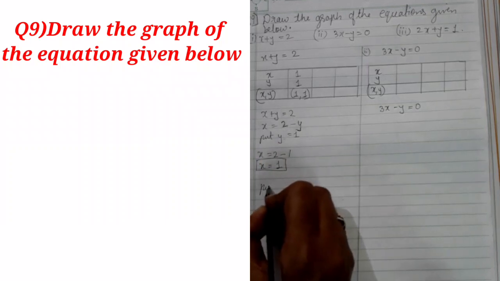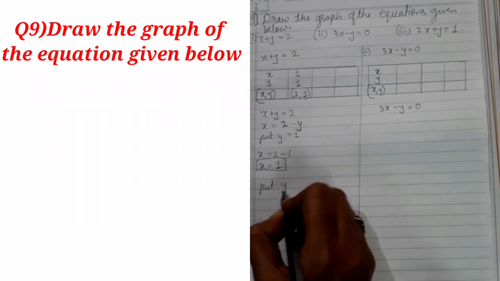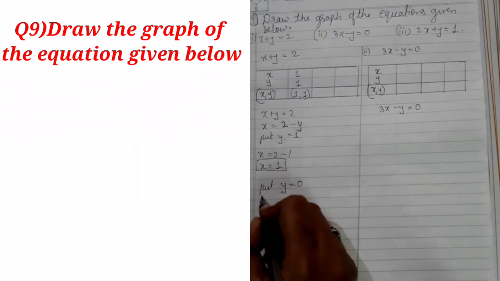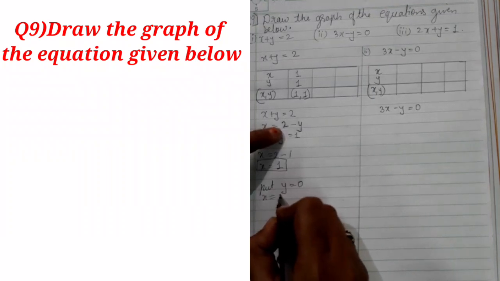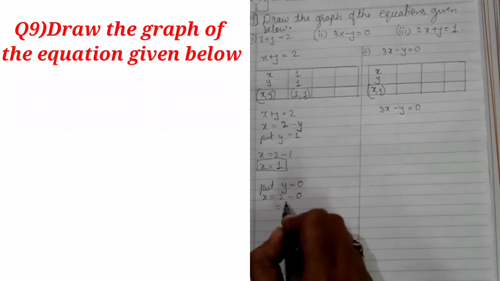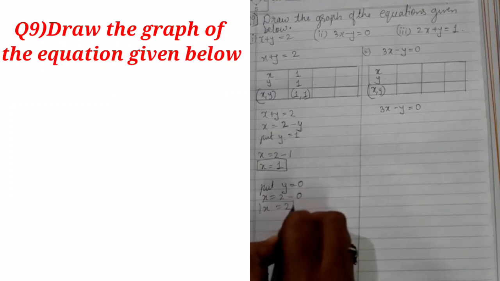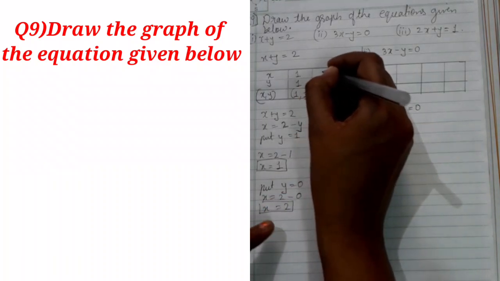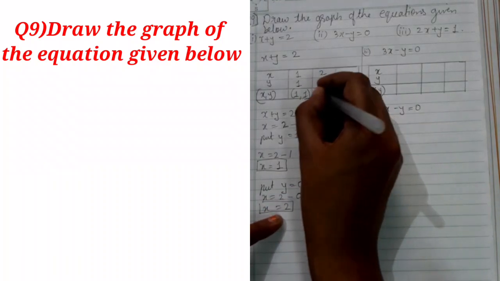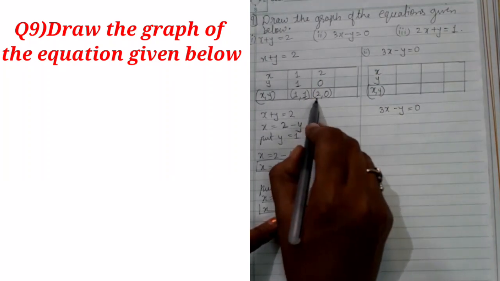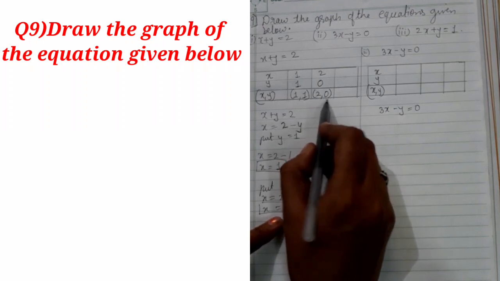Now second, put y equal to 0. I am assuming the y value is 0. So x equal to 2 minus the y value I have taken, 0. So we get 2 minus 0, which is 2. So the x value came 2. If y is 0, then x is 2. So 2 comma 0. First I wrote the coordinate of x, then the coordinate of y.